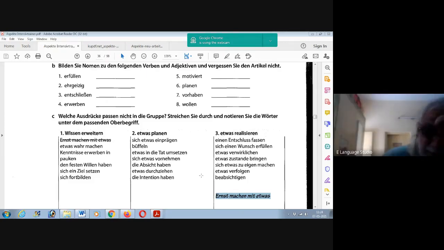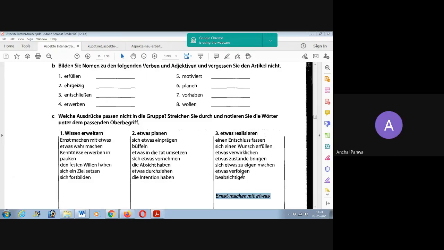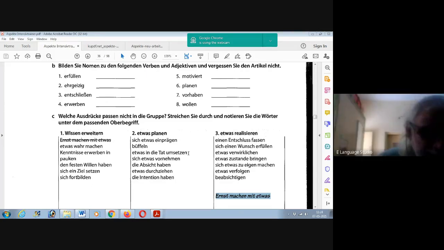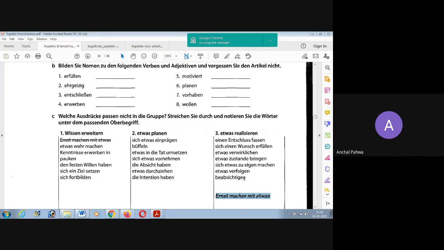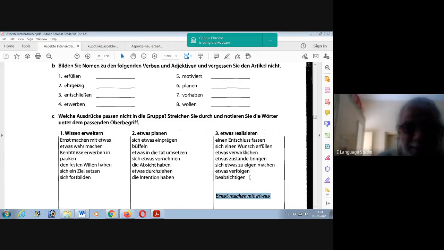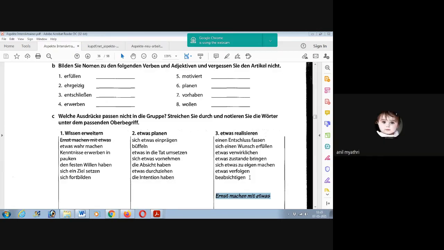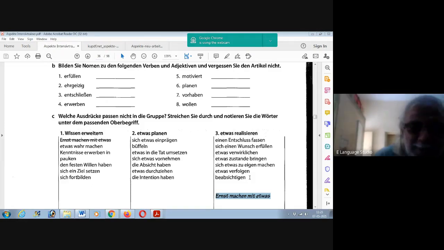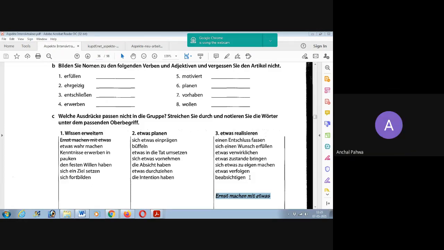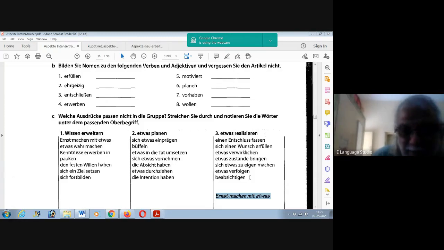Etwas verfolgen. To pursue something. Etwas planen. Planen, ja. And what about beabsichtigen? To intend as a verb. Beabsichtigen, realisieren. To intend. Ich beabsichtige eine Reise nach Deutschland im Oktober. I intend.